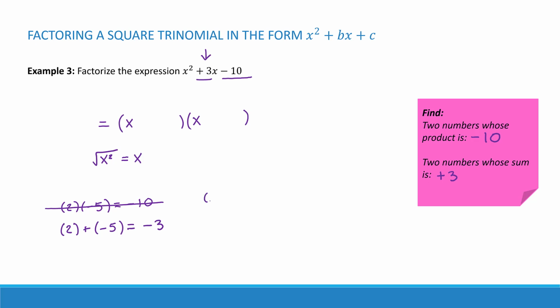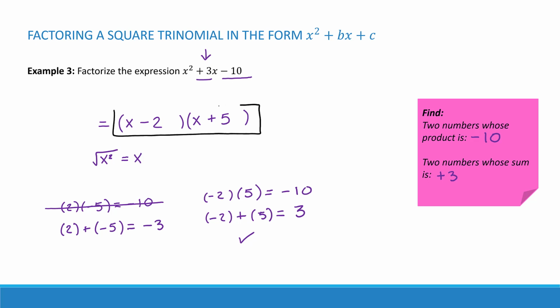Let's work with minus 2 times positive 5. Minus 2 times 5 is minus 10. And minus 2 plus positive 5 is positive 3, which is the number that we need. So that means that the correct numbers are minus 2 and 5. So we write minus 2 in one of them and positive 5 in the other one. And this is the result of the factorization of our trinomial. This was how to factor a squared trinomial in the form x squared plus bx plus c.